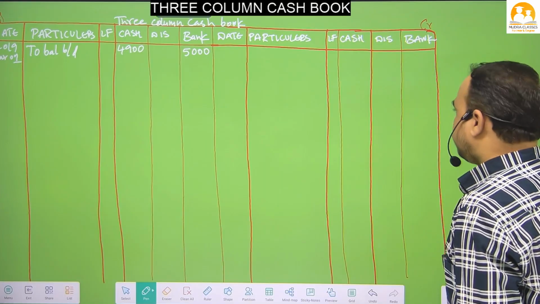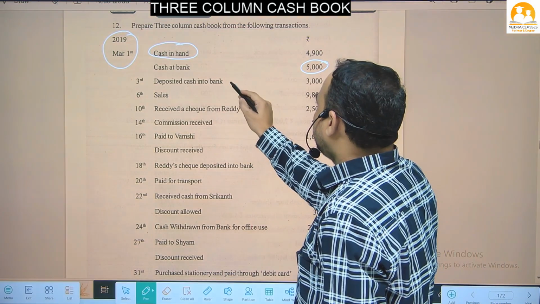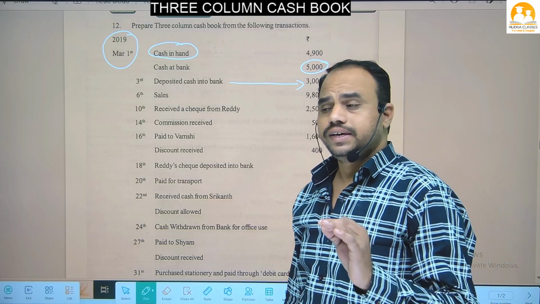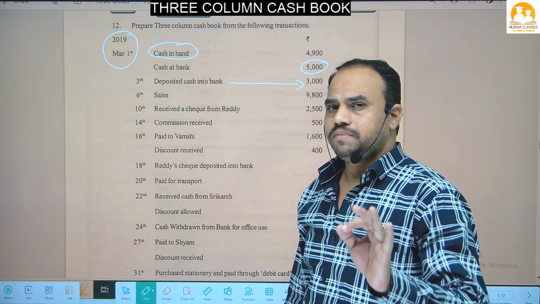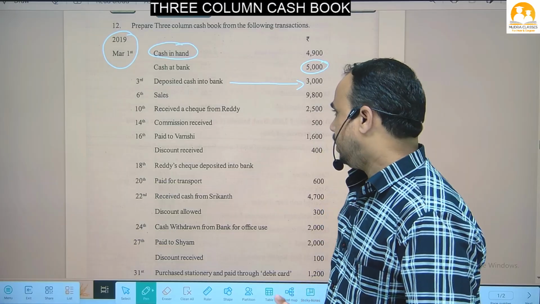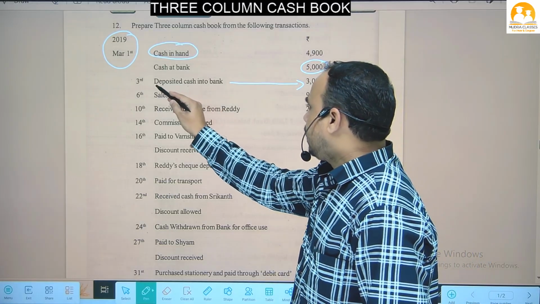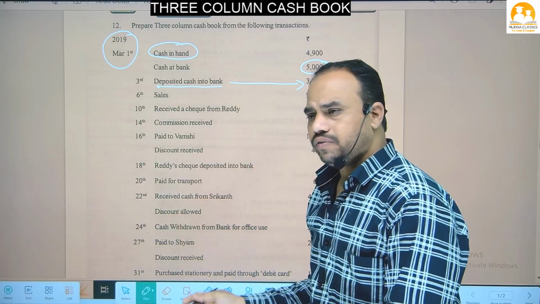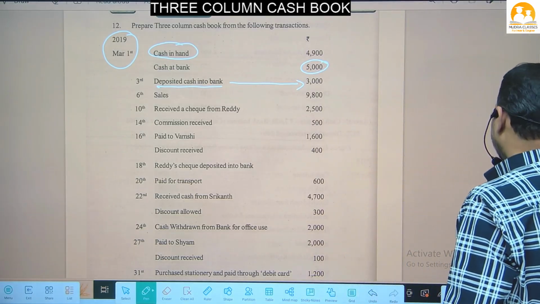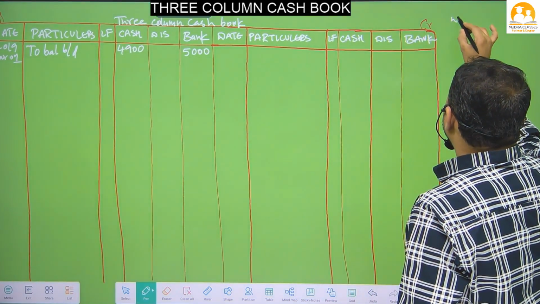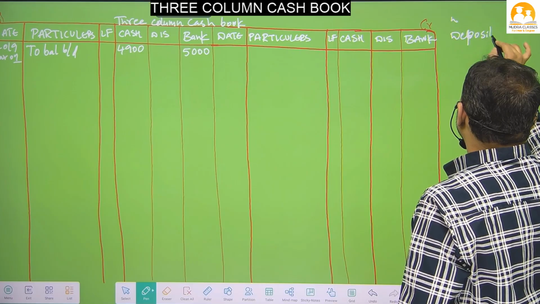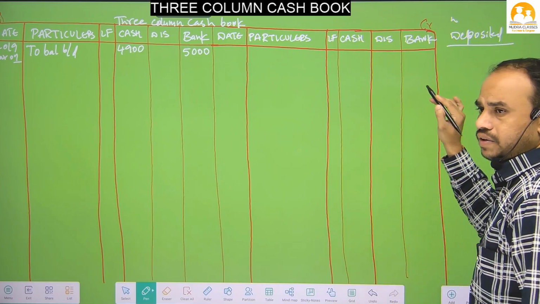See the next one. Deposited cash into bank. While seeing the question, immediately we have to recognize what is a contra entry in the column cash book. Which one is a contra entry? Deposited cash into bank is a contra entry. Whenever we deposit cash into bank, it is a contra entry. So the date is 3rd, amount 3,000.